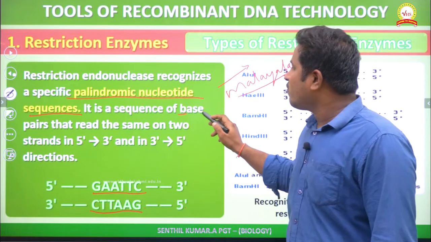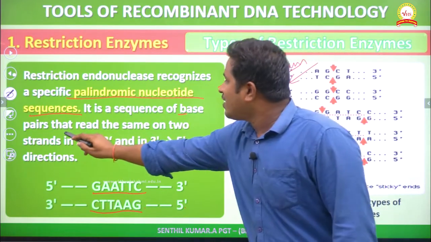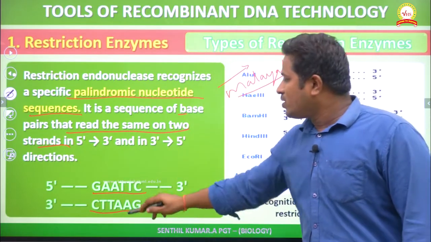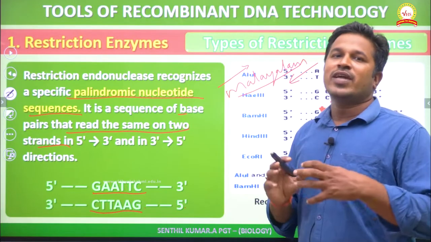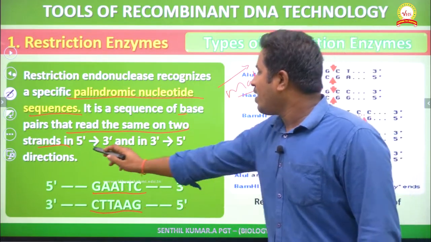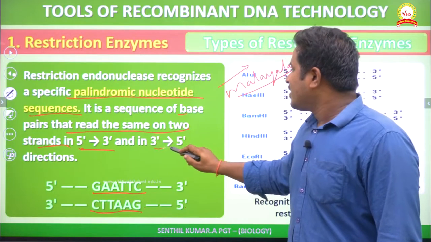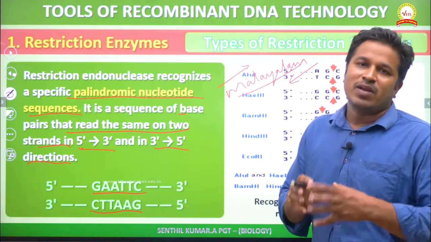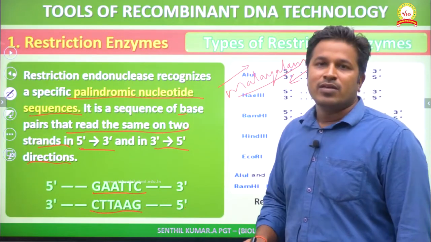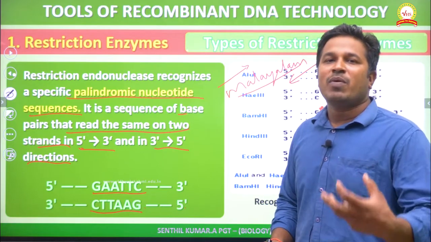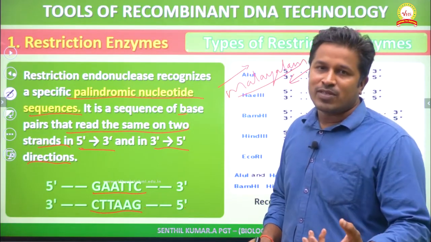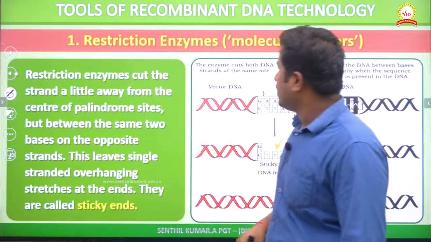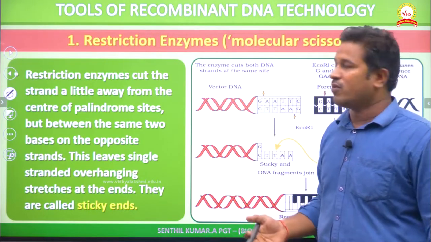So it is a sequence of base pairs that reads the same on the 2 strands. The sequence of both the strands is going to be similar. That's why it is called a palindromic sequence. It may be read 5' to 3' and 3' to 5' direction, and both are going to be similar. So the restriction enzyme has the capability to recognize the palindromic sequence on both strands. These are all the characteristic features of restriction endonuclease we are discussing.